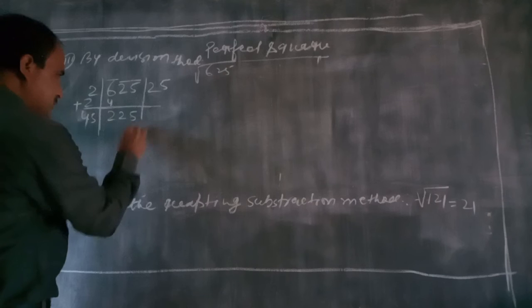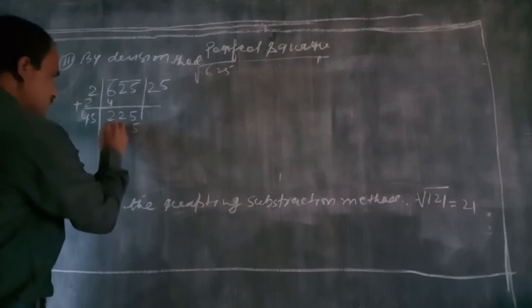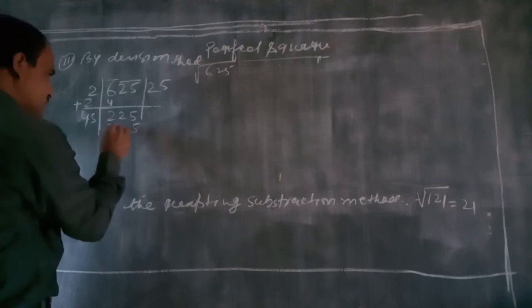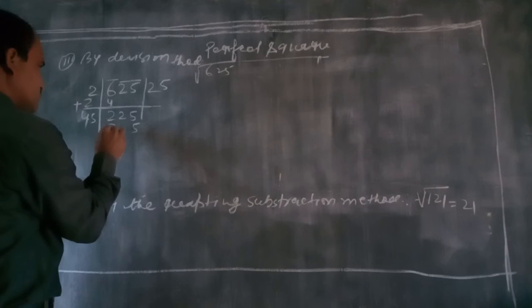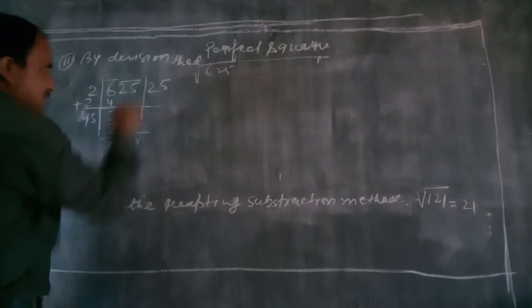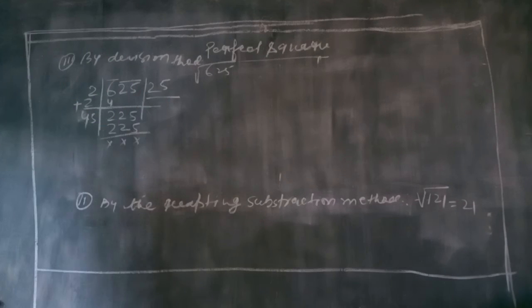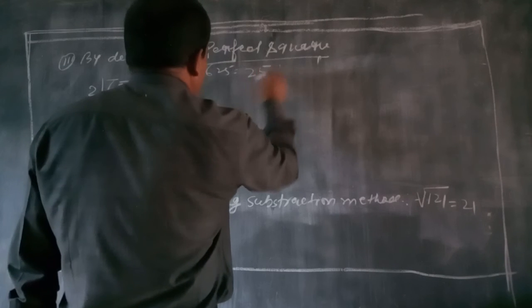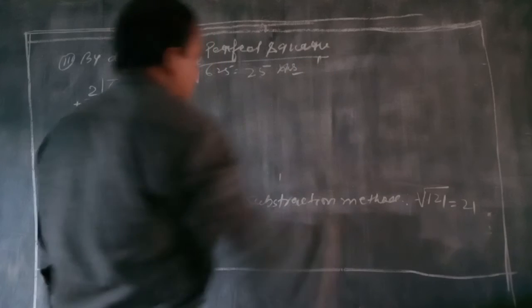5 fives are 25. 45 times 5 is 225. Then this is right, and the remainder is zero. So the square root of 625 is 25. It works this way.